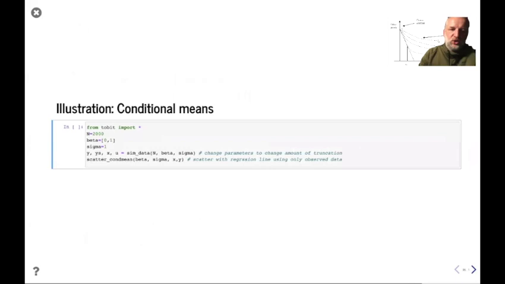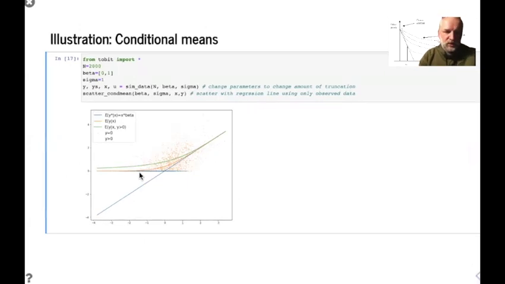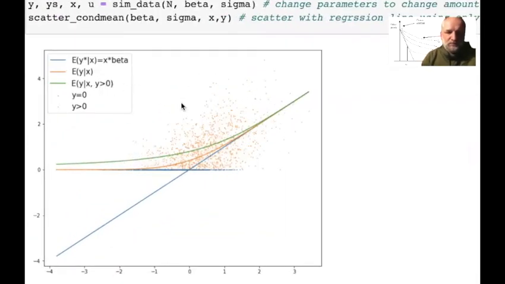Okay, and you can see that here. I've illustrated that in a small example. Here, the blue line is the regression line had you worked with the latent variable. Here you got all your observations that are censored. They continue down here, but then we don't observe that. They're truncated at 0, okay?